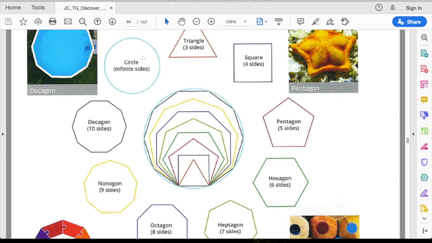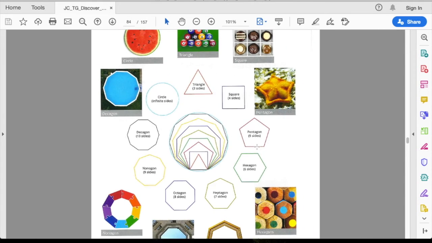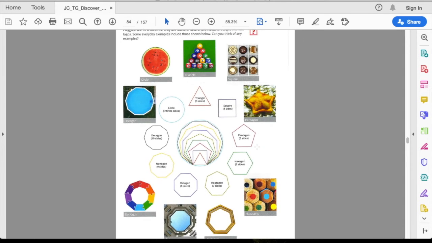Okay, and basically what a circle is, is a polygon with an infinite number of sides. Okay, so there's an infinite number of sides in that circle, which makes it into a circle. So a circle is also a polygon.